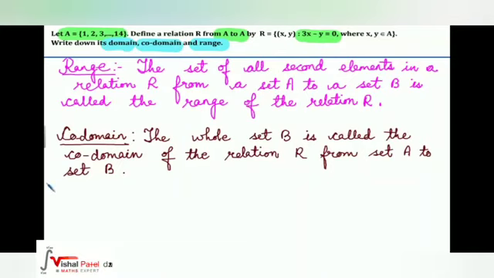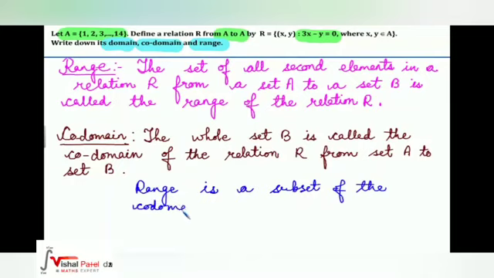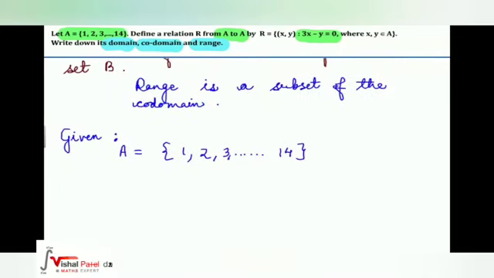Here you are given a relation R from A to A. So here A to A, your second set is A, right? So your codomain is obviously A, and range is always a subset of codomain. So here our codomain is A, that is, 1 to 14. So range will also be from 1 to 14.